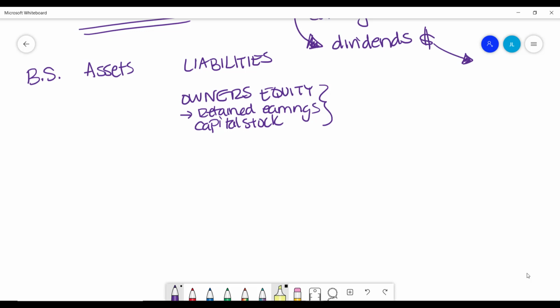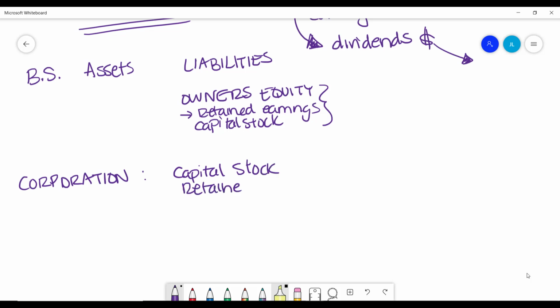So how we show ownership or equity in a business is going to look slightly different on the balance sheet depending on what kind of business it is. If it's a corporation, owner's equity will be broken up between capital stock and retained earnings.